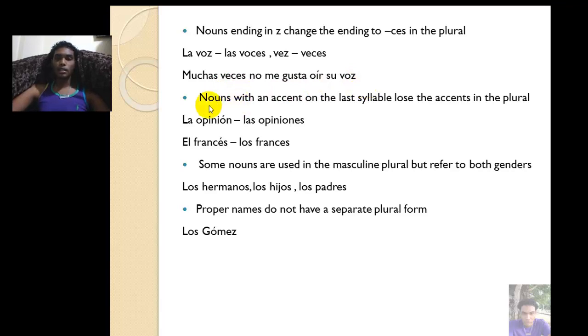Nouns with an accent on the last syllable lose their accent in the plural. Por ejemplo, la opinión, las opiniones. Note the accent has been lost, right? Same for el francés, los franceses. The French person or the French woman, right? Someone from France and French people, okay? Some nouns are used in the masculine plural but refer to both genders. We should know this. Los hermanos, los hijos, los padres, okay? Brothers, sons, children, parents. Okay. Proper names do not have a separate plural form, however. Los Gómez, the Gómez, right? The Gómez family, so to speak. Okay.